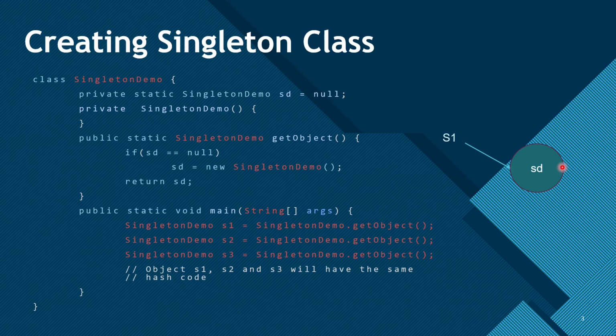So s1 will point to this st object, and for s2 we are again calling the getObject method. It will go inside and check if st is equal to null. No, it's not null, so it will again return the same st object. So s2 will also point to this st object, and the same for s3. However many objects we create, these will point to this st object only. Hence s1, s2 and s3 will have the same hash code.